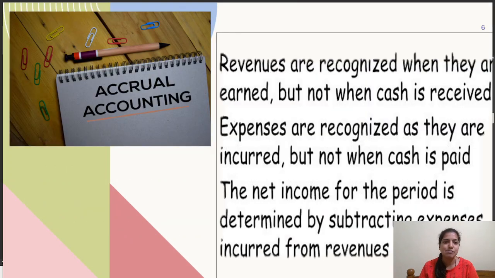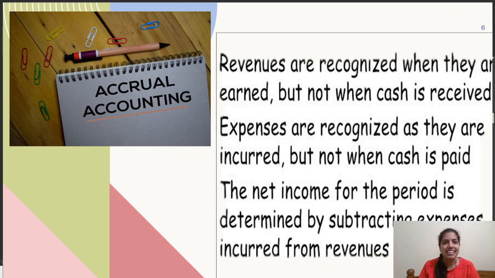The next concept is the accrual concept. The accrual concept talks about two things. One is revenue and the other one is expense. It says that revenues are recognized when they are earned but not when the cash is received, and expenses are recognized as they are incurred but not when the cash is paid.